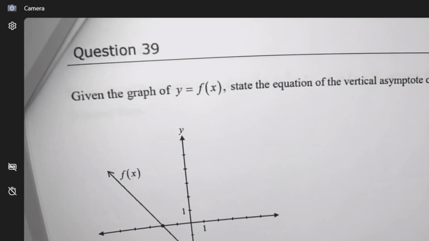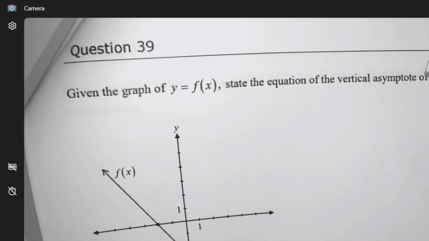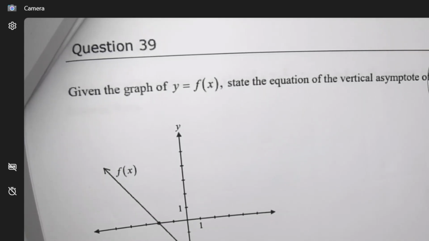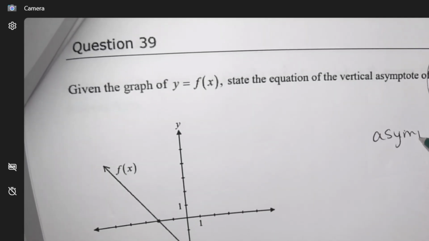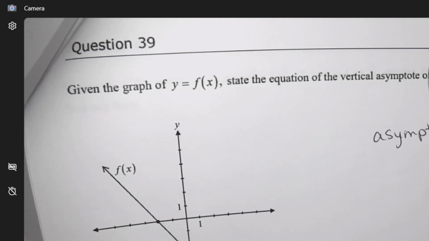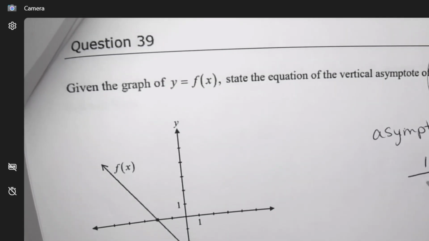Given this graph, state the equation of the vertical asymptote of the reciprocal. Okay, so you have to think about what happens with reciprocals. An asymptote is something that's undefined. An asymptote is on the graph because it's an undefinable spot. So how do you make a number undefined? What's going on with a number if it's undefined? It's dividing by 0.